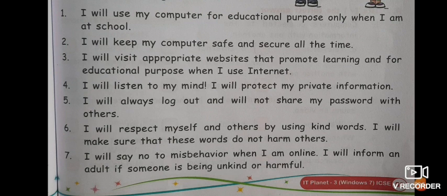And if somebody is misbehaving with you, you have to inform an adult near you. If you are using the internet in school and somebody is using abusive language or misbehaving with you, you can inform your teacher, and at home you can inform your parents. So these are some responsibilities which you need to follow when you are using a computer or the internet.